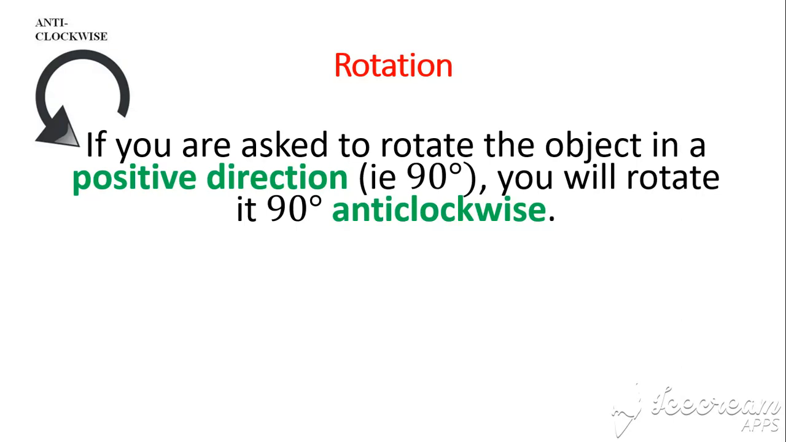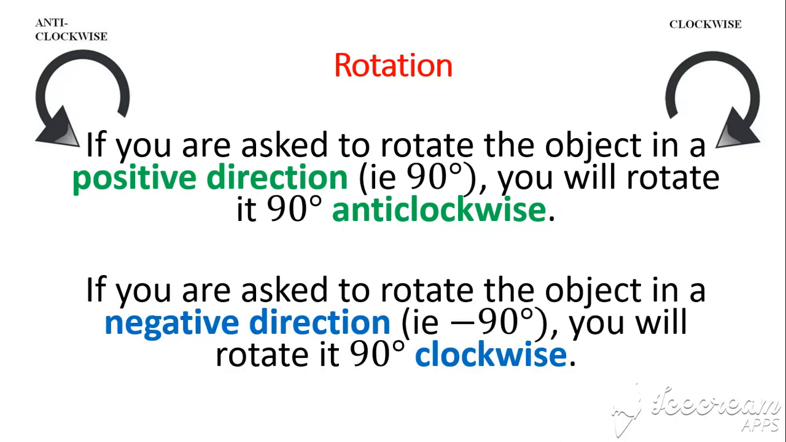Now, something to be mindful of. If you are asked to rotate the object in a positive direction, i.e. I said to you, please rotate this positive 90 degrees. When we write 90, it's positive. You will rotate it 90 degrees anti-clockwise. So positive is in the anti-clockwise direction. Now in the top left-hand corner, you'll see anti-clockwise is in that direction.